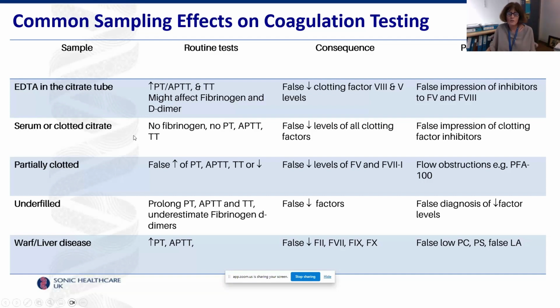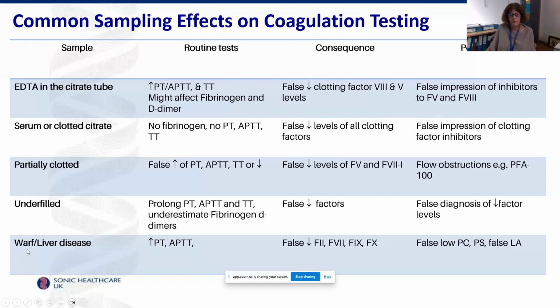If we've got serum or clotted citrate, obviously we're not going to be able to produce the result because we've defibrinated the plasma and we have false low levels of clotting factors. Therefore, you give a false impression of clotting factor inhibitors. When the sample's partially clotted as well, you get strange results. And you get these flow obstructions sometimes in the different analyzers, but you're giving falsely low PT, APTT, thrombin time results. If it's underfilled, that also affects the result as well, because you've got the wrong ratio of blood to anticoagulant.